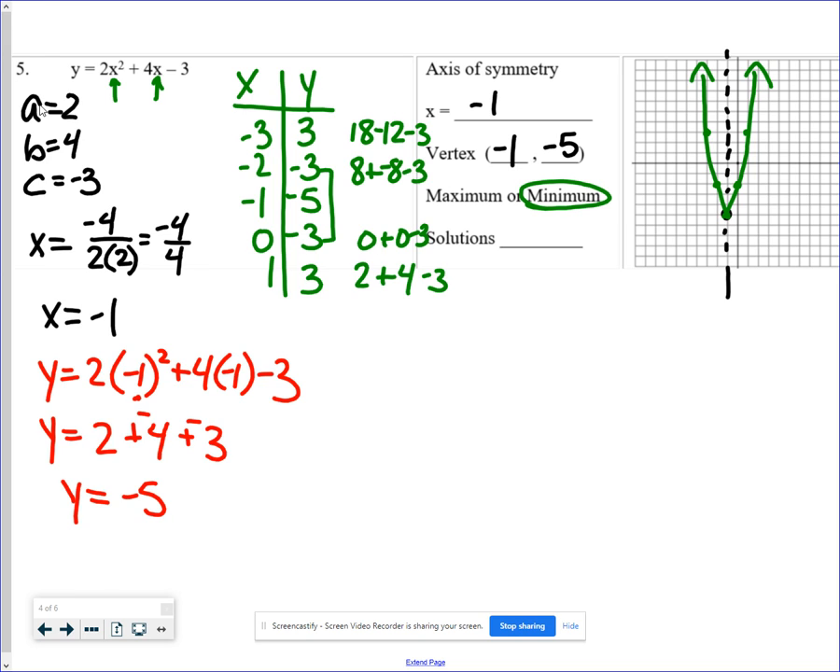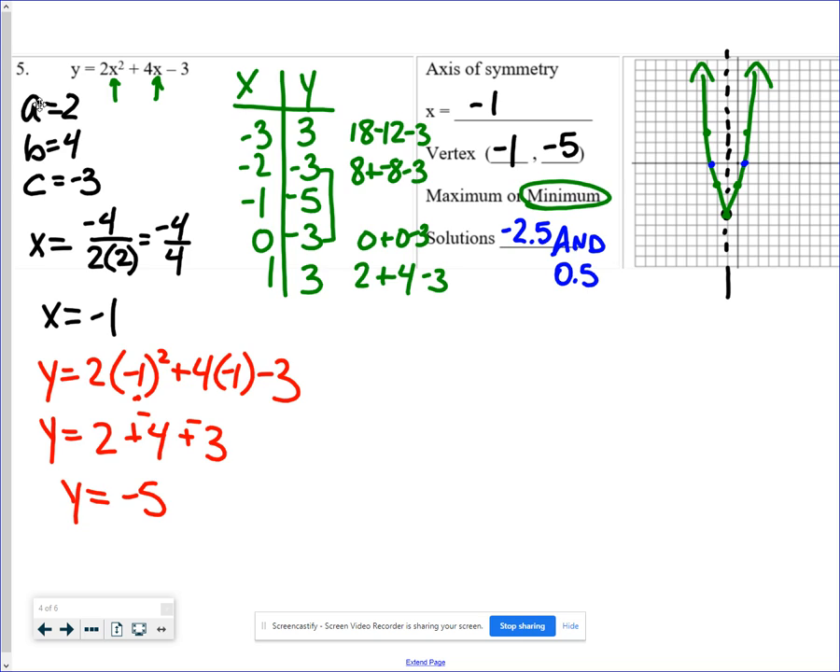My solutions are where it crosses the x-axis. Well, this one, we could say is probably at about 1/2-ish. And this then would be at a negative 2.5 maybe. I'll put 0.5 just so it's a little bit more obvious.